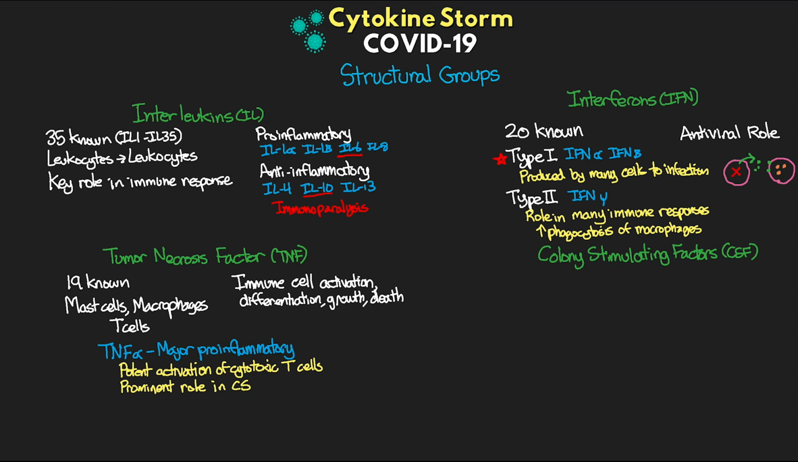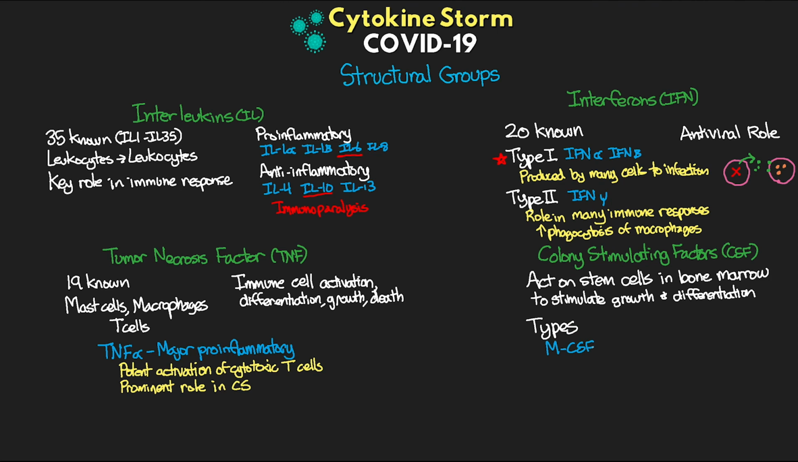All right, and so last I'm going to talk real quickly about our colony-stimulating factors, or our CSFs. And these essentially act on stem cells in the bone marrow to stimulate growth and differentiation into specific cells. There are a few different types of our colony-stimulating factors. We have our monocyte colony-stimulating factor, or our MCSF, our granulocyte macrophage colony-stimulating factor, or our GM-CSF, our granulocyte colony-stimulating factor, or GCSF, and we have our erythropoietin. Now, I'm not going to talk about erythropoietin here, but our MCSF impacts the growth of monocytes.